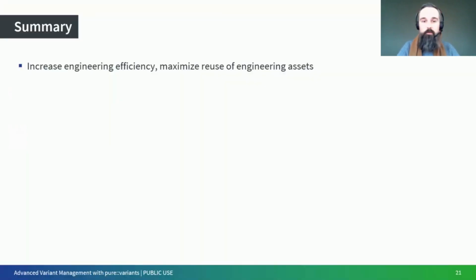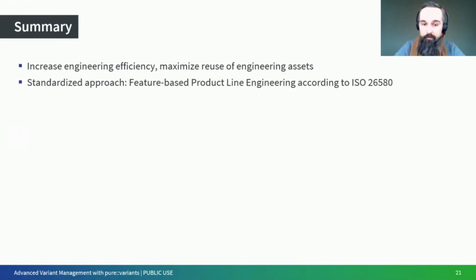So I want to come to an end here. Let me give you a brief summary of what we had a look at. So what are the key points to take from today's session? You can significantly increase the engineering efficiency of your company and gain a competitive advantage by maximizing the reuse of your engineering assets. We had a look at feature-based product line engineering as a standardized approach that major players from different engineering domains transitioned to in the last 20 years.